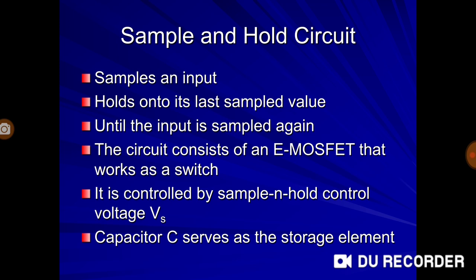Next, the circuit consists of an E MOSFET that works as a switch. It is controlled by a sample and hold control voltage Vs, and a capacitor C serves as the storage element. The last three points we'll just see in the next diagram. What we need to keep in mind is that we have an E MOSFET in the circuit which is acting as a switch, and this E MOSFET is controlled by a sample and hold control voltage Vs, and there is a capacitor C which is serving as the storage element. Let's look at the circuit.